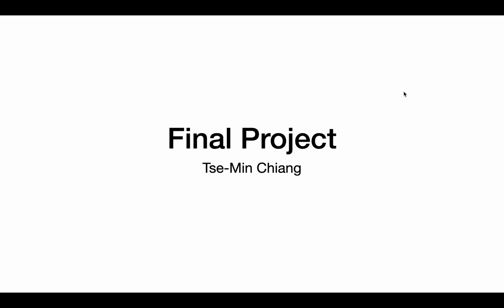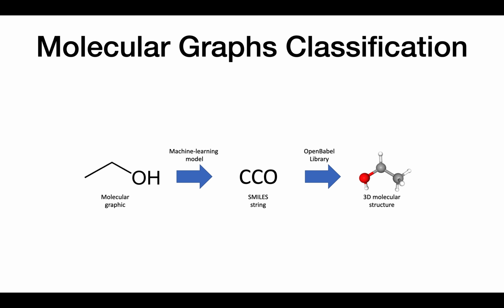I'm going to talk about my final project. My final project is about recognizing the molecular graphs. In chemistry, chemical engineering, and material science, people usually use molecular graphs to represent a structure of a chemical compound. However, a molecular graph is a two-dimensional diagram which is unable to offer an exact three-dimensional structure.